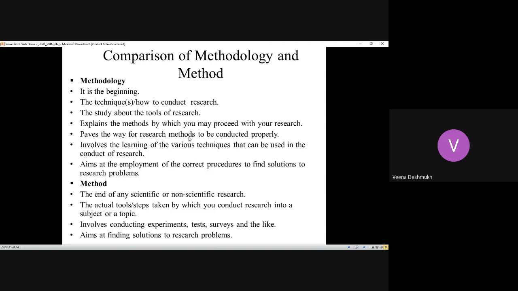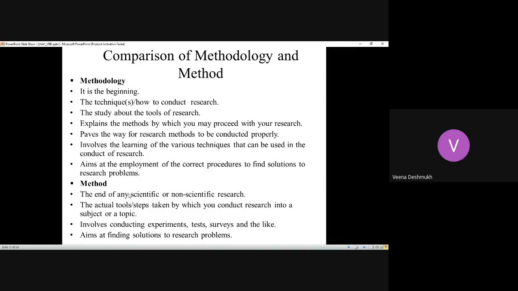The next one involves the learning of the various techniques that can be used in the conduct of research, so various techniques, various tools, and aims at employment of the correct procedures to find a solution to the research problem. So from the beginning to concluding which method and which tool should be employed for the conduct of your research, and next to arrive at the solution, all these points are included in the methodology.